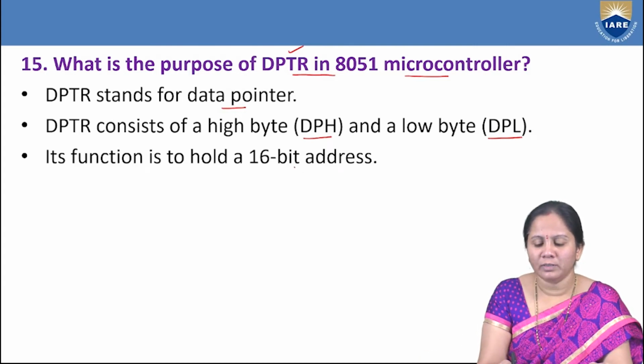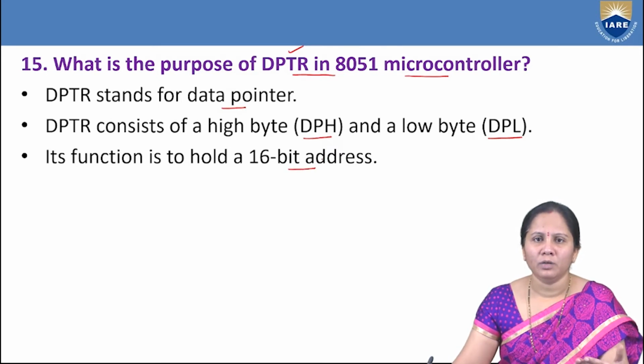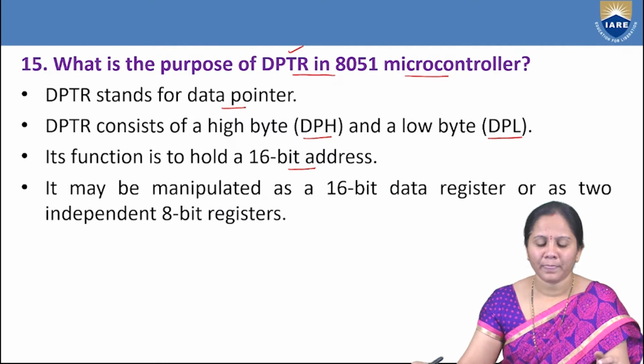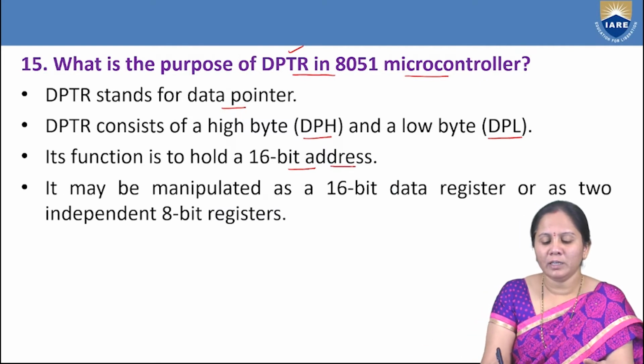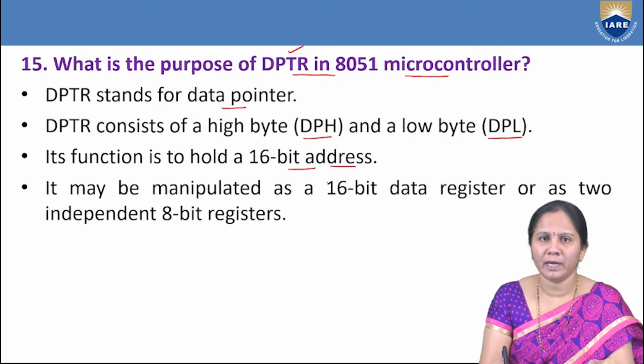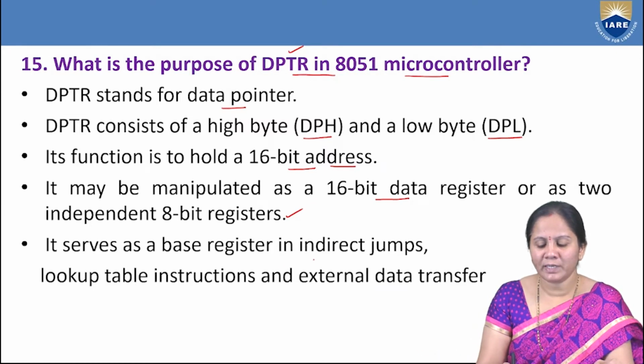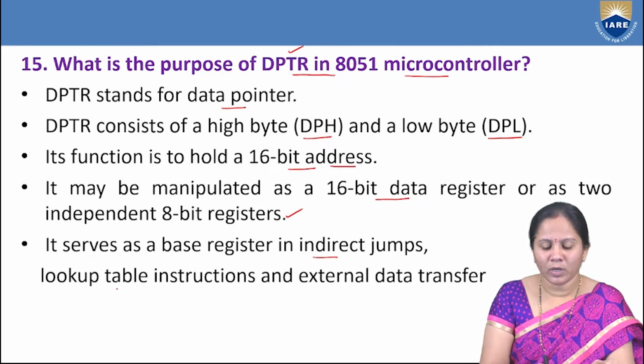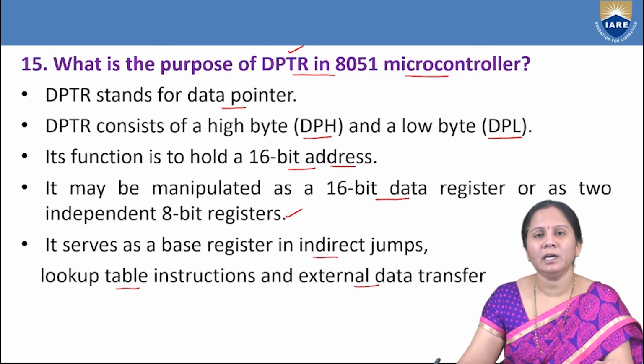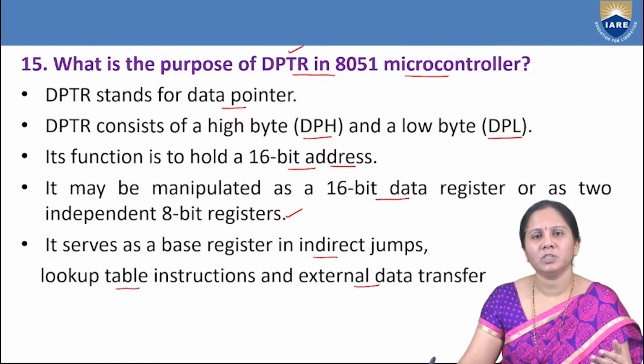So this DPTR is used to hold the 16-bit address. It can be manipulated as a 16-bit data register or as two 8-bit registers, that is DPH and DPL. It serves as base register in indirect jump operations, lookup table instructions and external data transfer. So during these operations, we have to use the DPTR register.